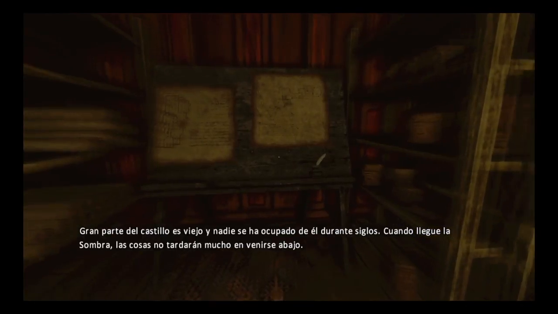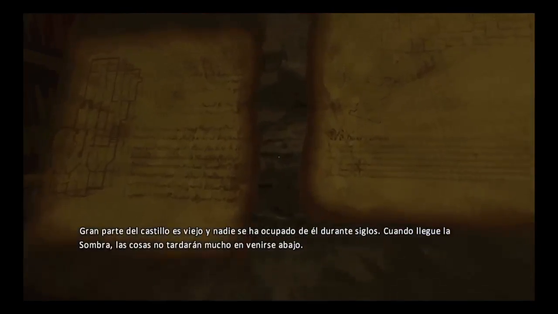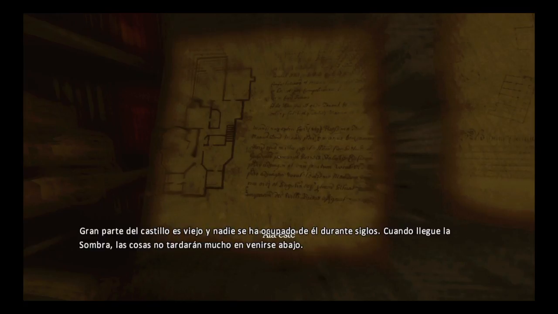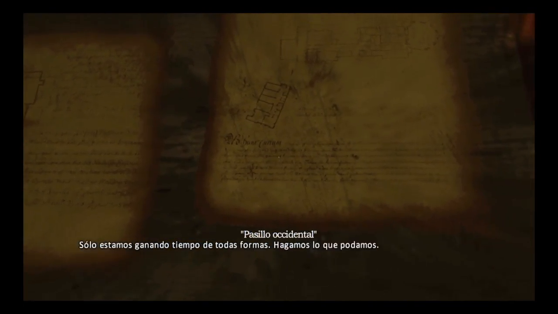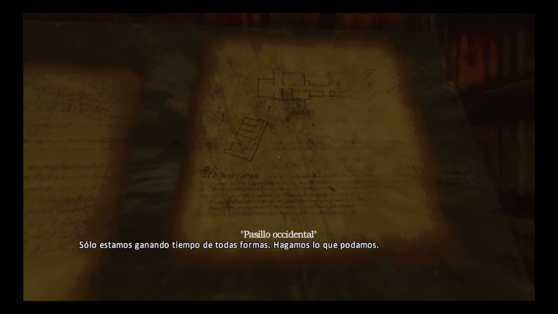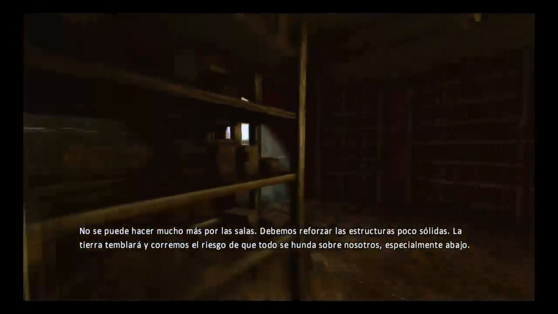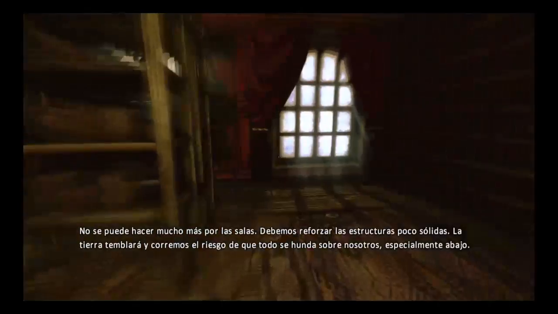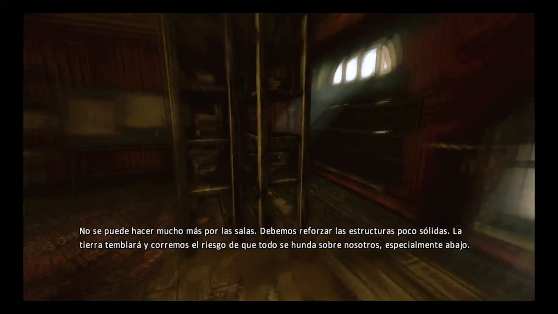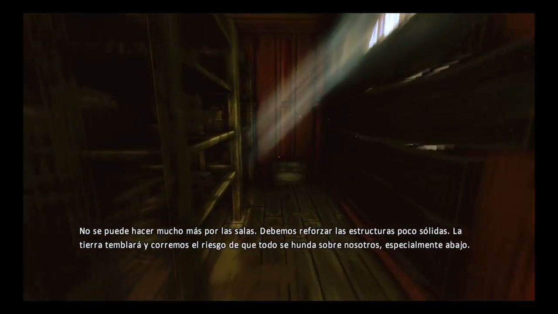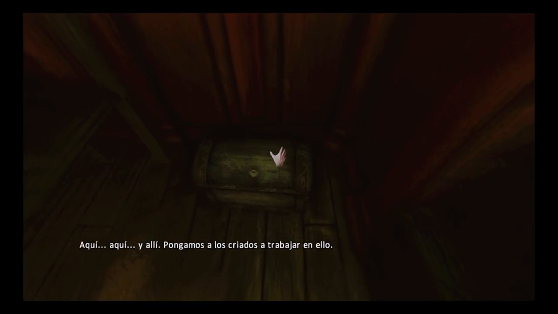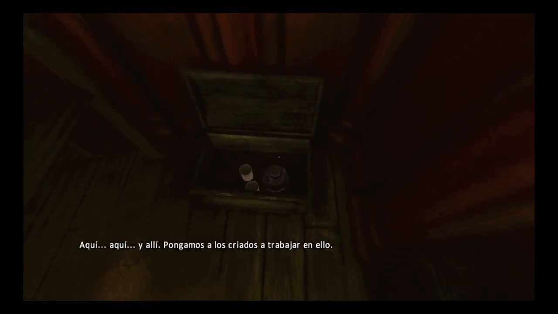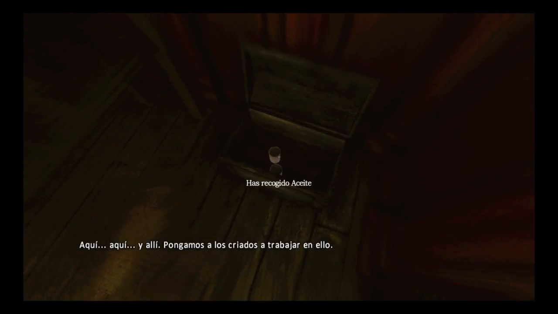Castle is old and hasn't been tended to for centuries. When the shadow arrives, it won't take long until things start falling apart. We're just buying time anyway. Let's do what we can. There isn't much to be done about wars. We should reinforce weak structures. The ground will tremble and there's a risk everything will cave in on us, especially downstairs. Here, and there. Let's get the servants working on it.